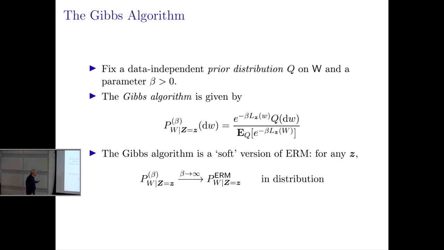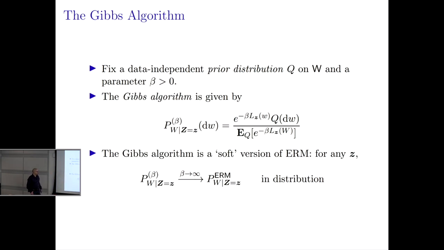So here's the idea. How do we construct it? We have our hypothesis space. We pick two things. We pick a data-independent, you can think of it as a prior distribution Q, and a parameter beta. And then the Gibbs algorithm with these ingredients is given by the following tilted distribution. So what you do is you sample a hypothesis from this density. You have the prior, and then you scale it by e to the minus beta times the empirical loss on your data.